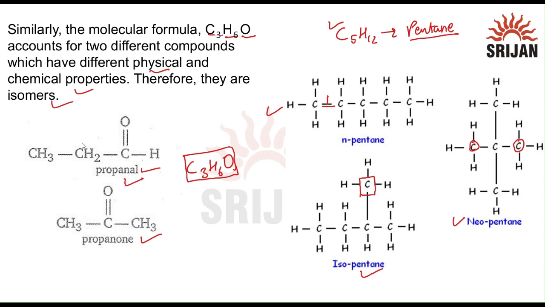In propanal, the carbon chain is attached to a carbon which is linked to a double bonded oxygen and a single bonded hydrogen. But in propanone, the carbon in between the chain, the second placed carbon, has a double bonded oxygen with itself. So hope everything is clear till here. Meet you in the next video.